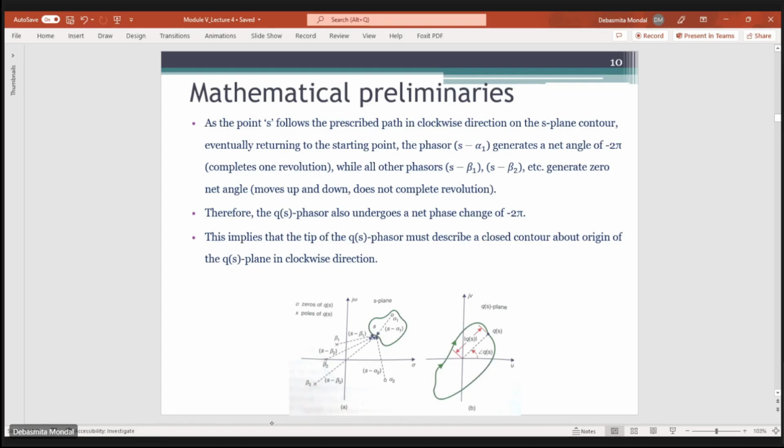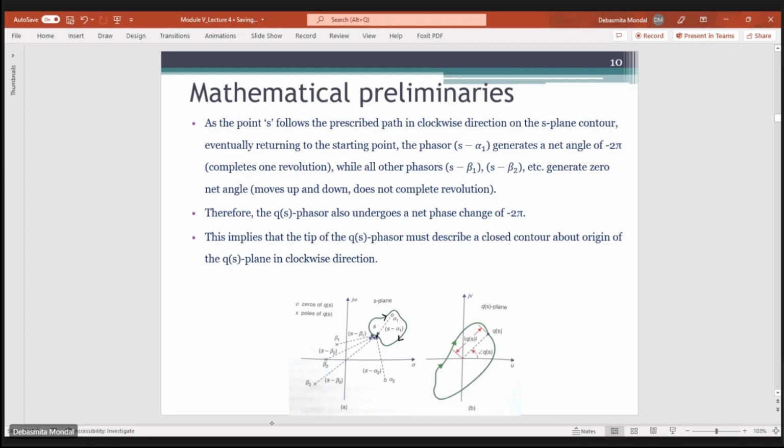Now let us draw a vector from this zero to a point S. This vector will be S minus alpha 1. As we change the value of S, the tip of this vector follows this contour. It starts from here, follows the contour like this, and ends over here. This is done in the clockwise direction.